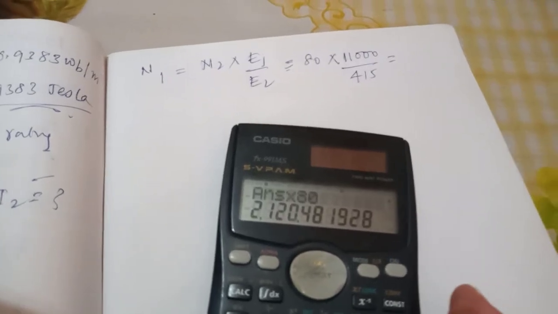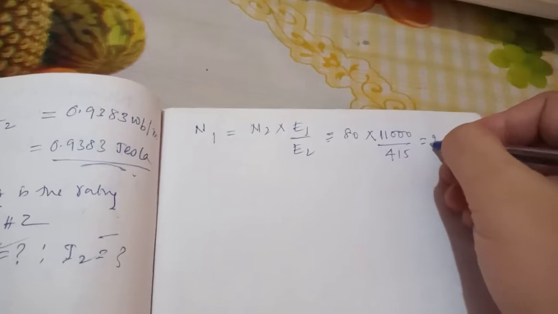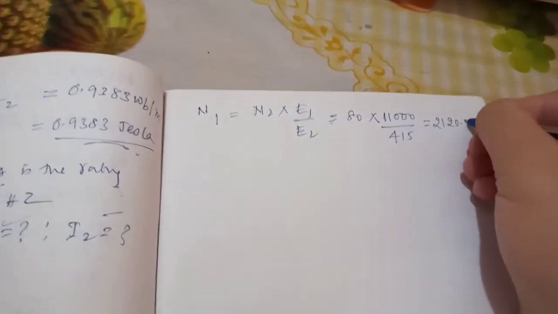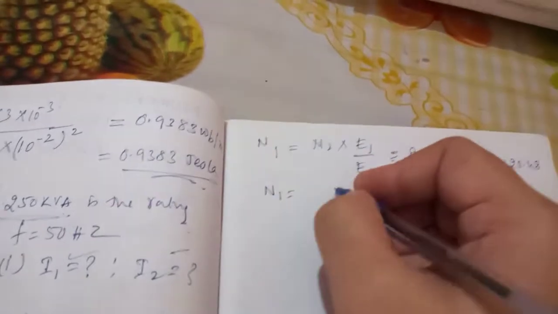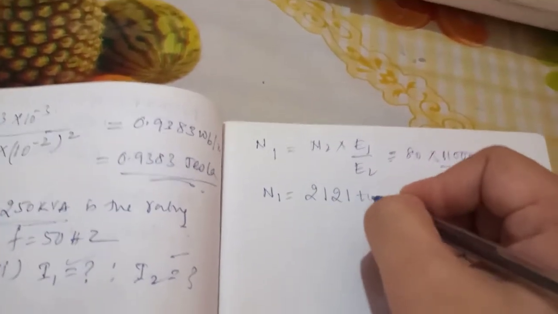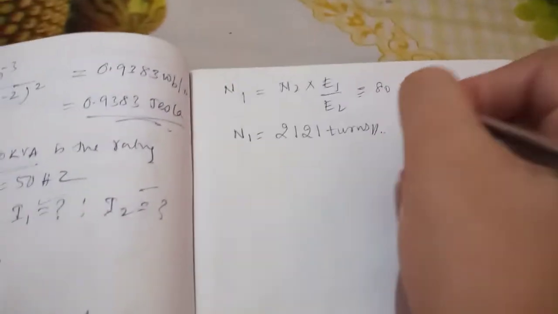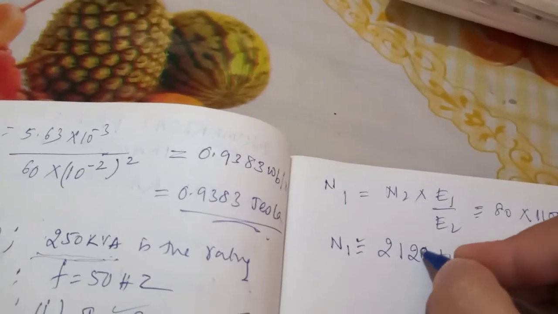It comes around 2120.48 turns. Usually the number of turns will not be in decimals. So 2121 turns, or 2120 turns; you can write like that. Usually it is approximated to 2120 only.